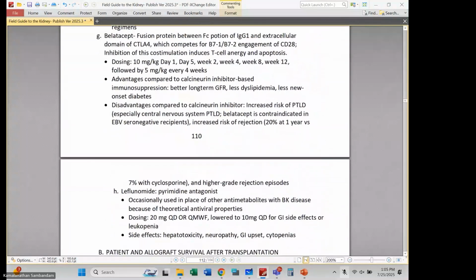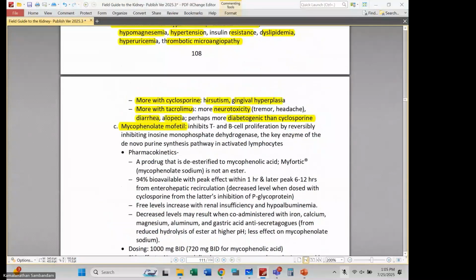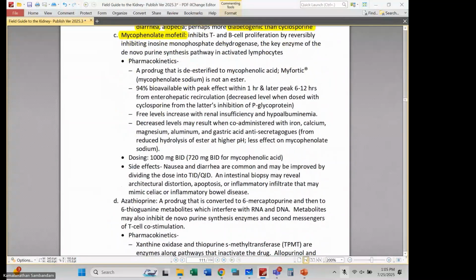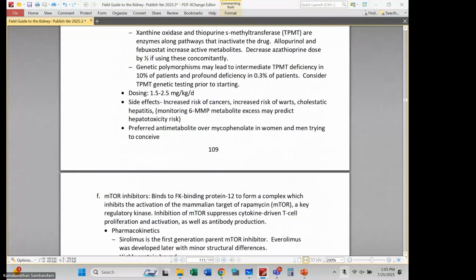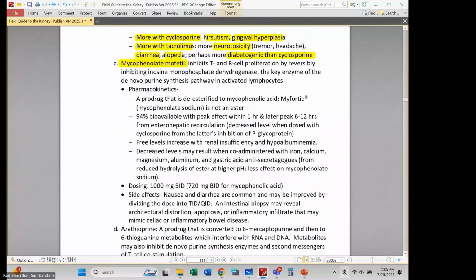Questions about the calcineurin inhibitors? Okay. I think I'll do mycophenolate real quick, just because I'm moving slower than I had hoped. But I think this is a short conversation.